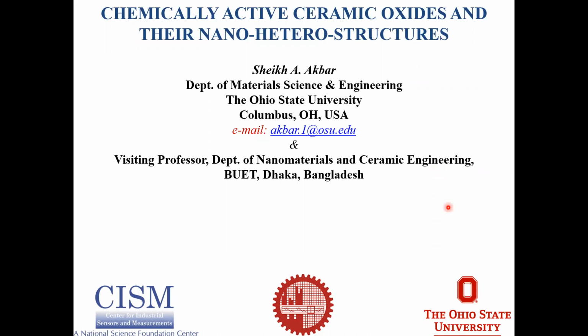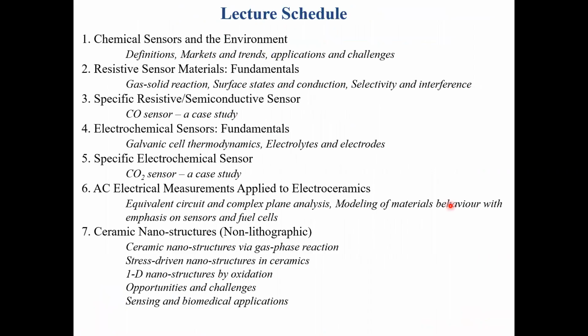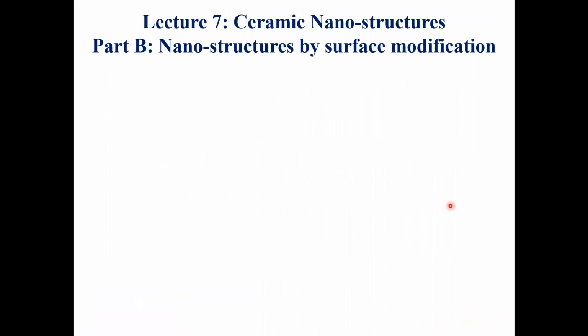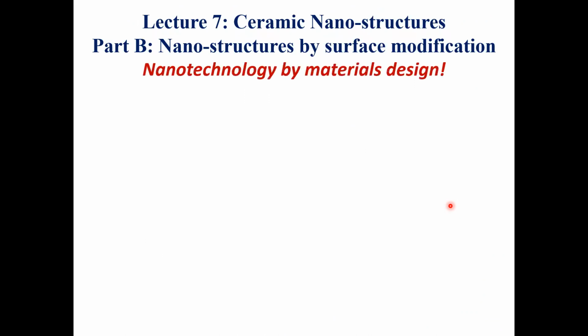We're going to move on to lecture number 2 on ceramic nanostructures, and this is part B, nanostructures by surface modification. I'll talk about some surface modification techniques that you will see are pretty inexpensive and can be done in any lab. I call this nanotechnology by materials design.